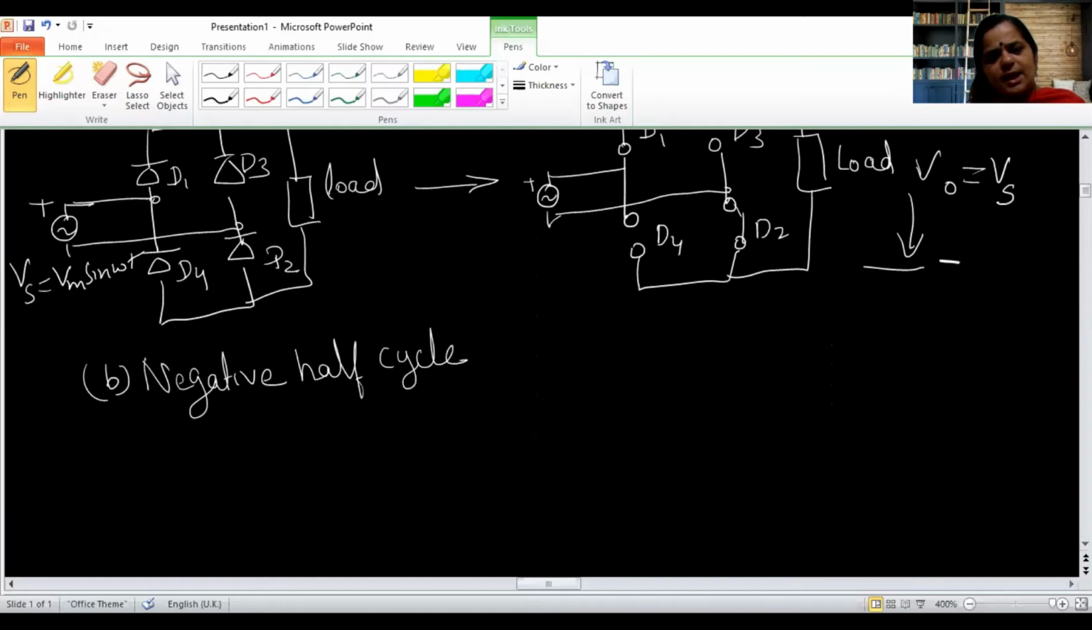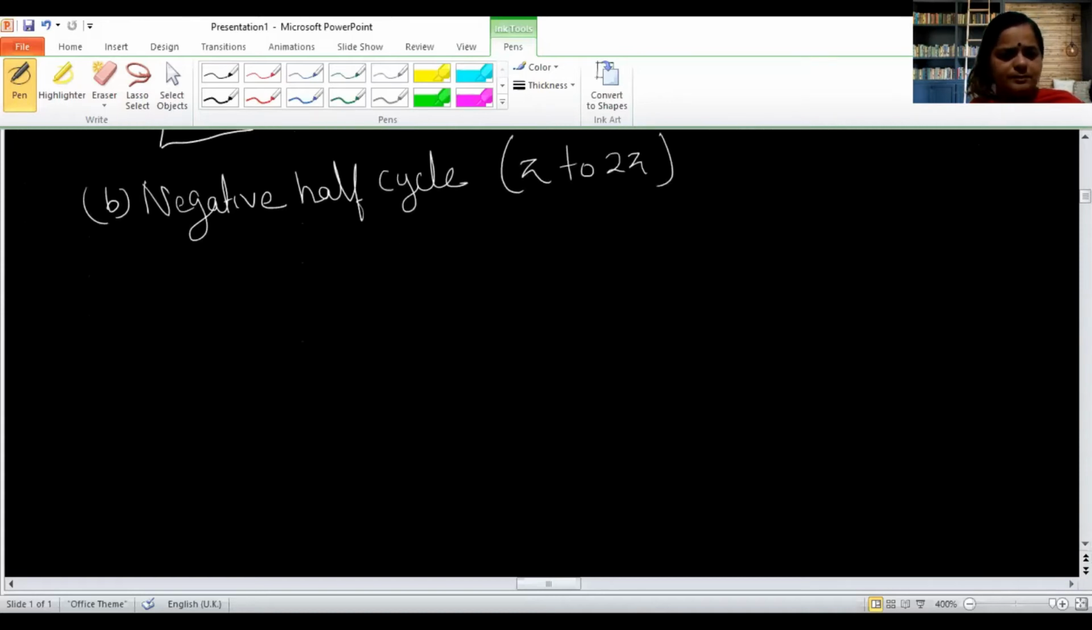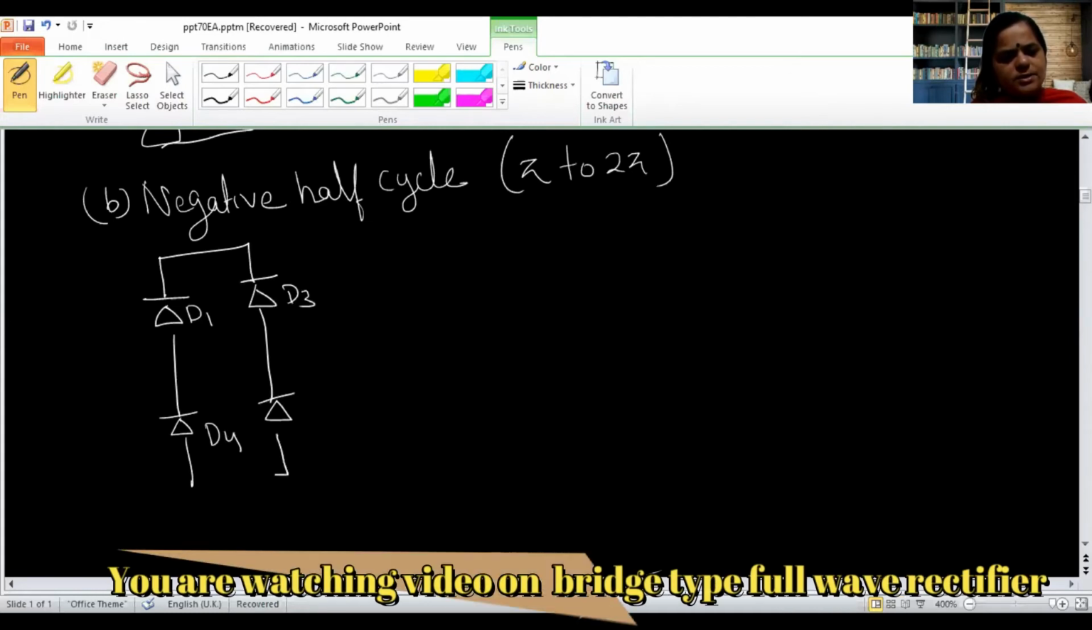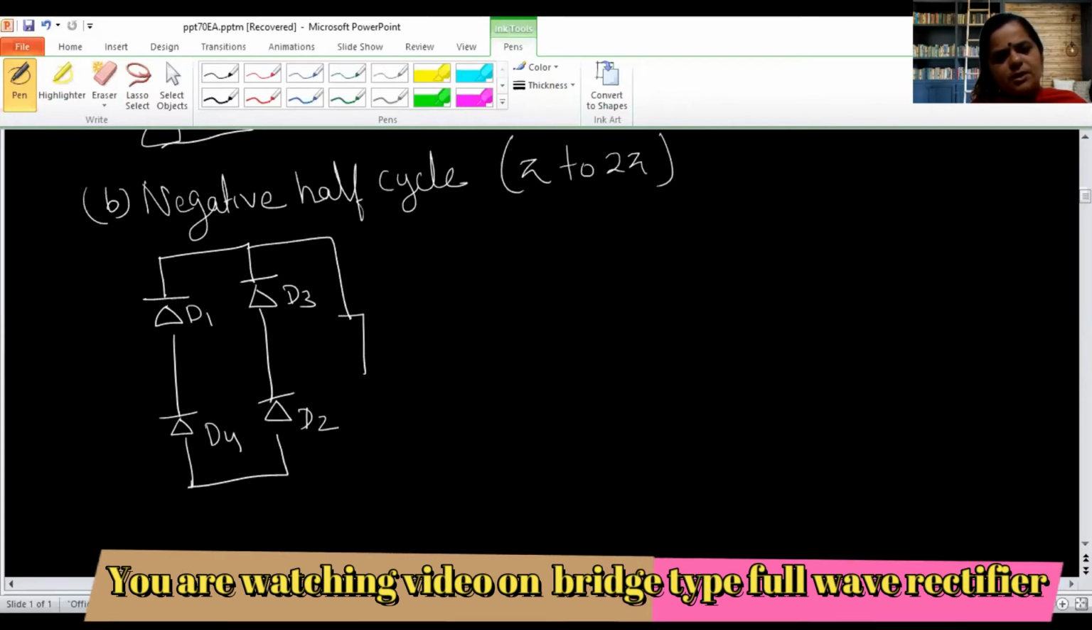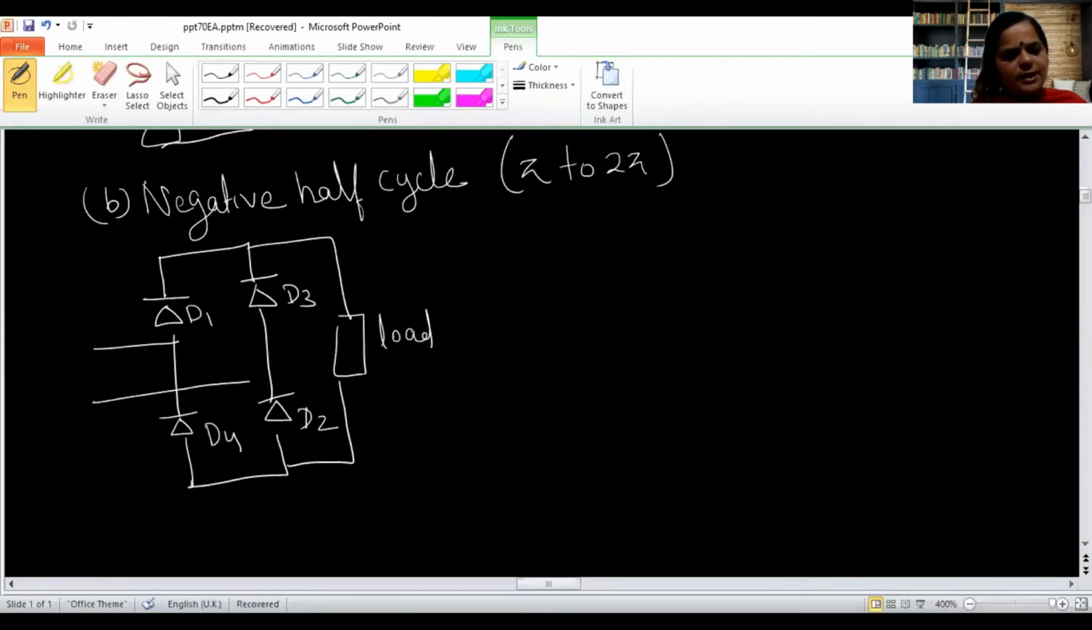In the negative half cycle, which exists from pi to 2 pi, let us redraw the power circuit diagram under this condition. What will happen? The circuit diagram will be like this. This is D1, this is D4, this is D3, and this one is D2. Here will be the load, and the supply is connected like this. Now under the negative half cycle, the lower terminal will be positive. So what will happen due to this lower terminal being positive? Now D3, D4 will be forward biased, and D1, D2 will be reverse biased.